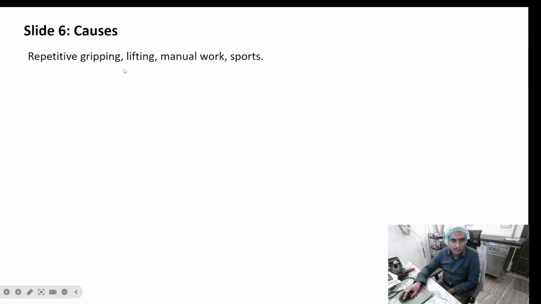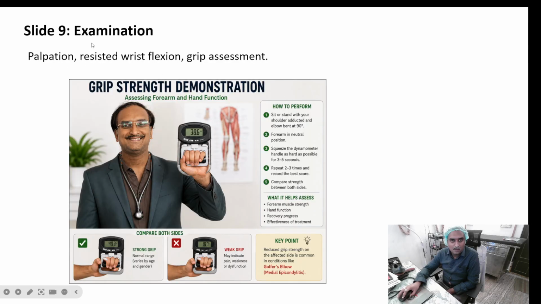Causes: repetitive gripping, lifting, manual work, sports. Risk factors include poor ergonomics, repetitive work, age 40 to 60 years. Symptoms: inner elbow pain, weak grip, tenderness, pain on lifting. How to examine? Palpation, resisted wrist flexion, grip assessment.